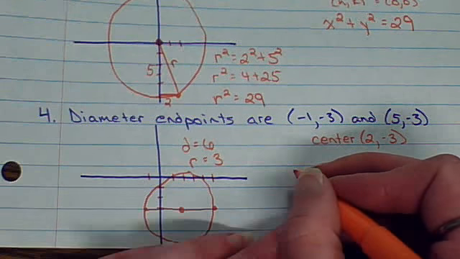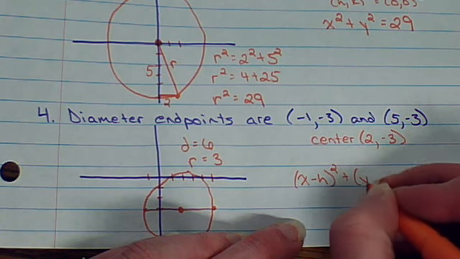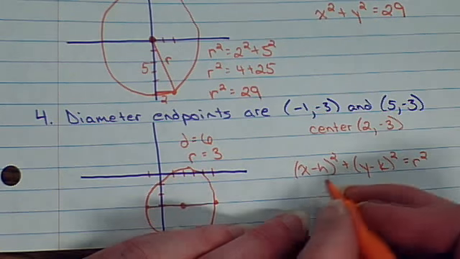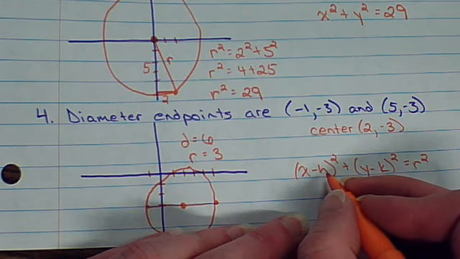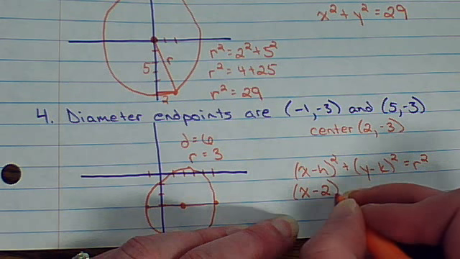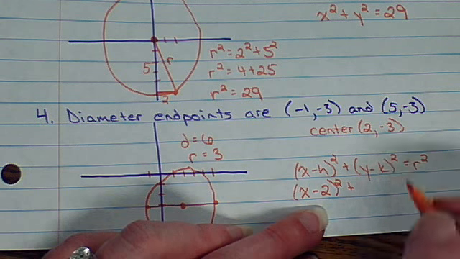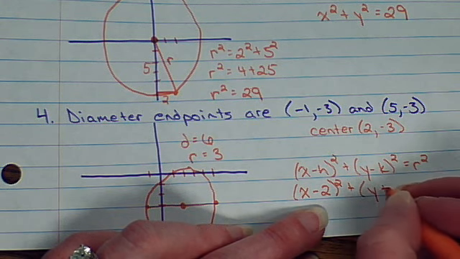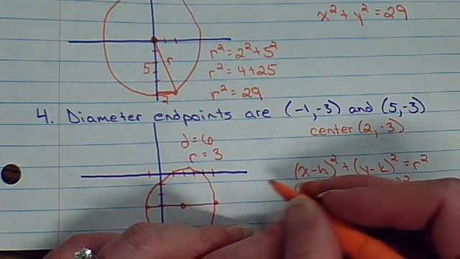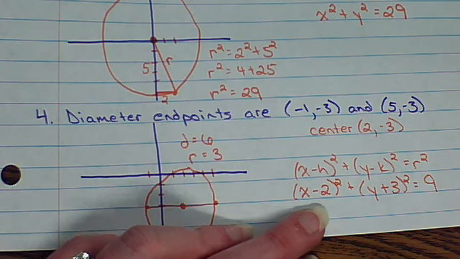The general equation is (x − h)² + (y − k)² = r². X minus, and this is the x value from the center, so that's going to be (x − 2)². Y minus a −3, that's going to be (y + 3)², equals r². Well, r is 3. When I square that, I get 9.